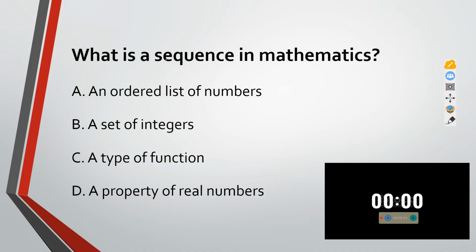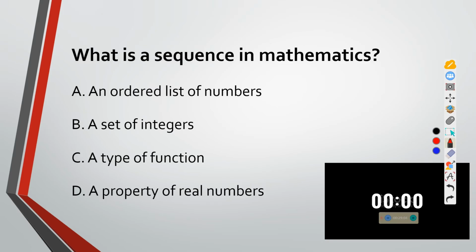So here we need to look at what is a sequence in mathematics. Part A, an ordered list of numbers. B, a set of integers, a type of function, a property of real numbers. So basically, the core definition for a sequence is that sequences emphasize order or indexing by the set of natural numbers, distinguishing them from unordered sets. This allows the analysis of limits, convergence, monotonicity, and other properties like boundedness. So basically, a sequence emphasizes the order, unlike a set, which is just any other unordered elements.